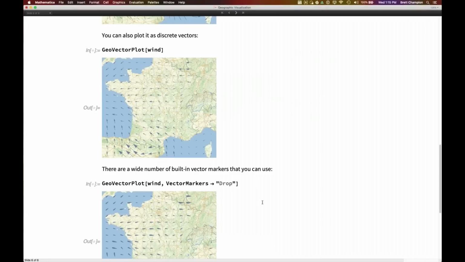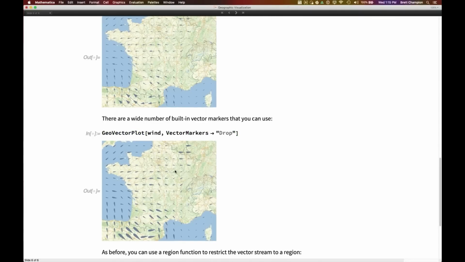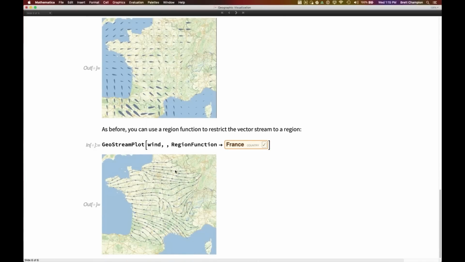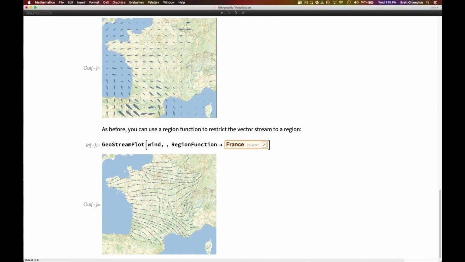Similar to bubble charts, these have direct analogs in VectorPlot, ListVectorPlot and ListStreamPlot. We can change the vector marker shape. I believe this option was added in version 11.3 to change what our vectors look like. And just like with GeoSmoothHistogram, we can restrict the stream plot to the borders of France and see what it looks like over just that region. So that finishes what I wanted to say about geographic visualization.